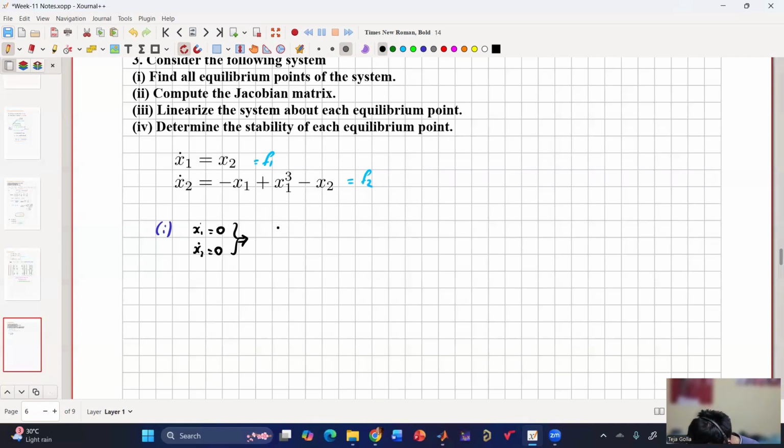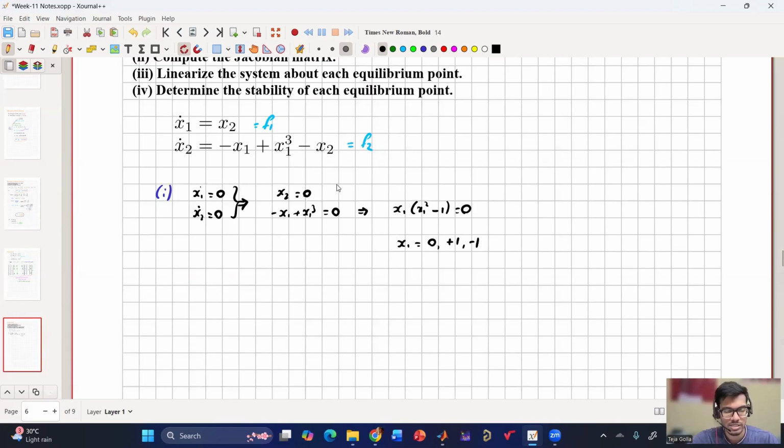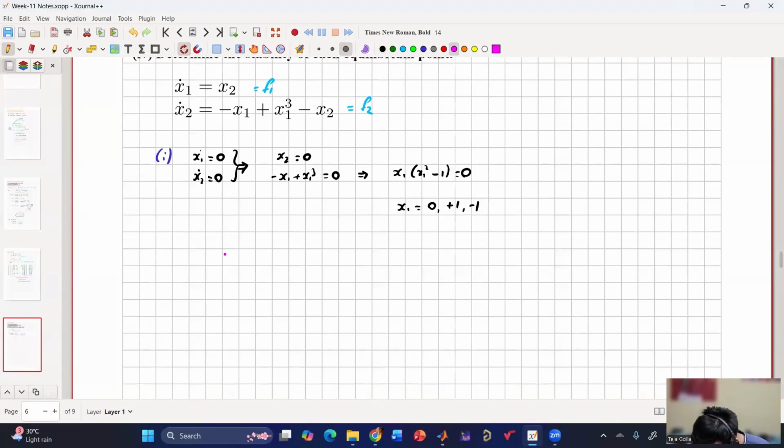x1 dot equals 0 means x2 is 0, so x2 equals 0 is one of the solutions. The other one is minus x1 plus x1 cube minus x2 equals 0. If I take x1 common, I'll have x1 into (x1 square minus 1) equals 0. So the solutions are x1 equals 0, plus 1 and minus 1. So x2 equals 0, but x1 has three such values, which means there are three equilibrium points.